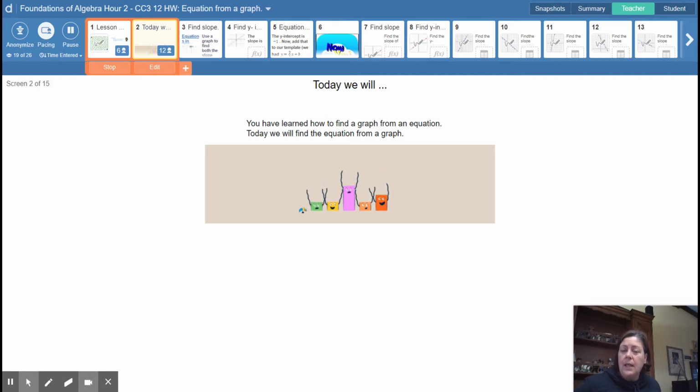So again, just like last week, all we needed was slope and y-intercept. That's what we need for today. Okay, we're just going to look for slope and y-intercept because once we can find them, then writing the equation is super easy.